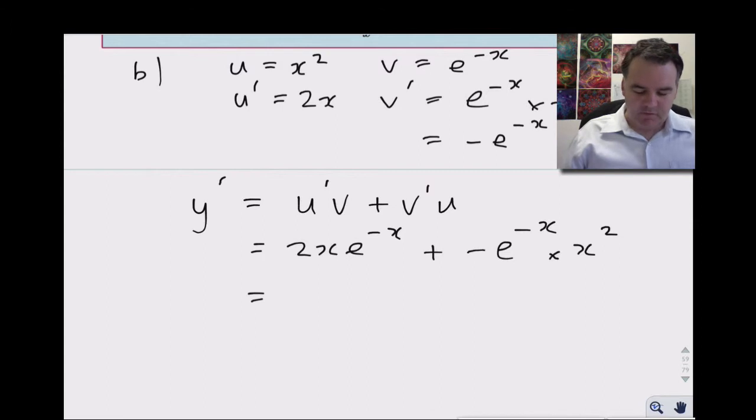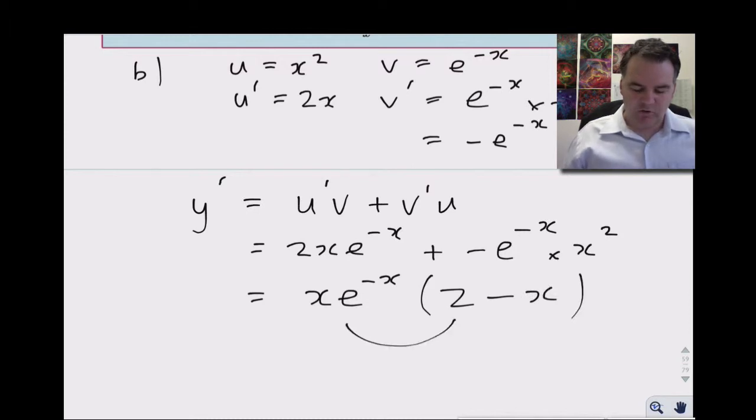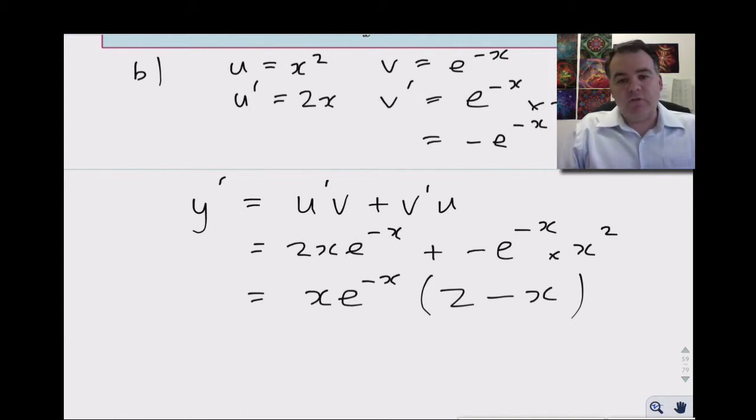Obviously x is a common factor here, and e to the minus x is a common factor in both of those terms. So that will leave us 2 minus x, and just check that's right: 2x e to the minus x, correct, minus x squared e to the minus x, correct. Okay, again, writing in that form is really handy because the question may be then, what are the stationary points of that function?